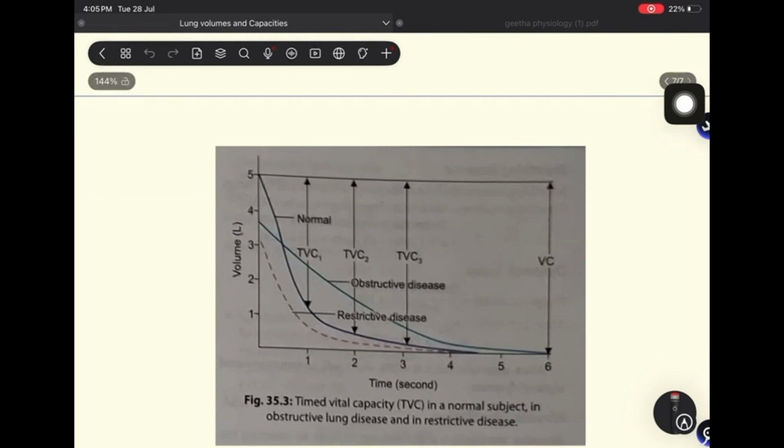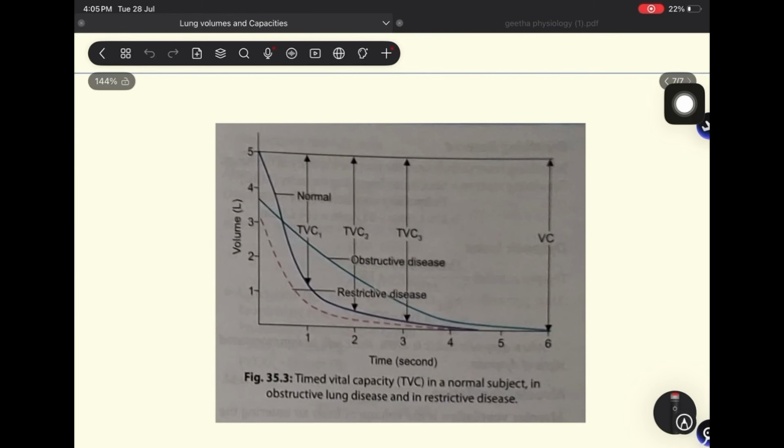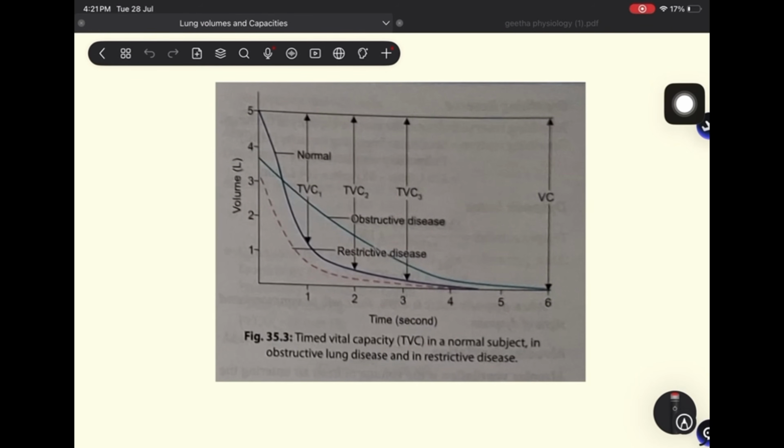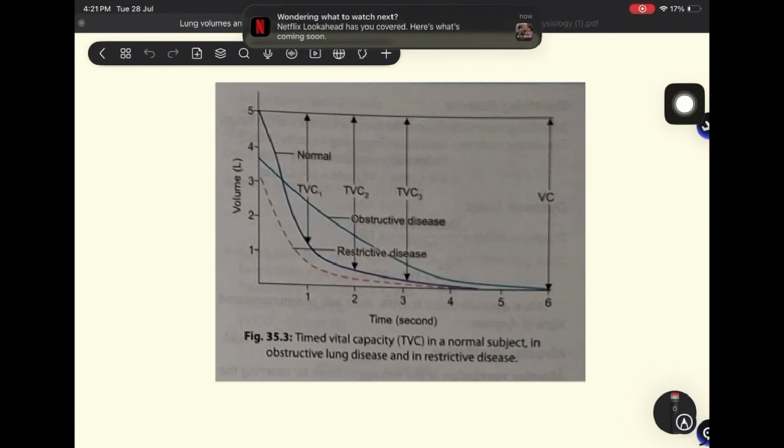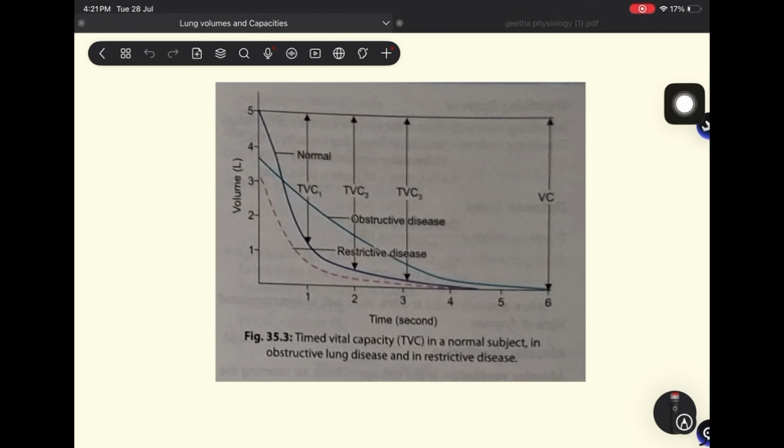Now look at this graph. It will be more clear for you after explaining this graph. This graph shows us the timed vital capacity of 3 cases: a normal subject, a case of obstructive lung disease, and a case of restrictive lung disease. In this graph, the x-axis shows us the time in seconds, which means it shows how long the person has been exhaling forcefully. And the y-axis shows us the volume in liters. It shows how much air is still present in the lung.